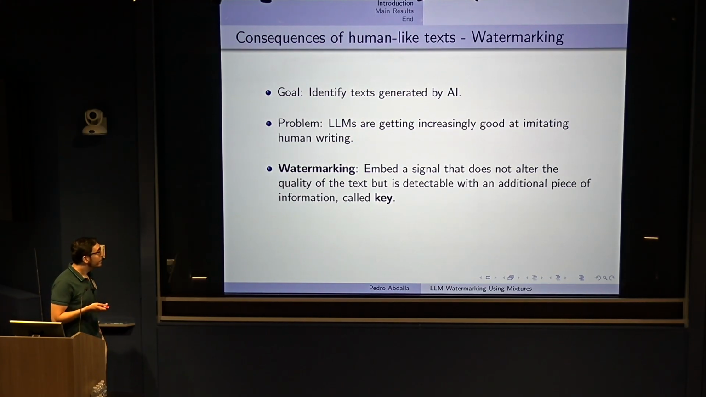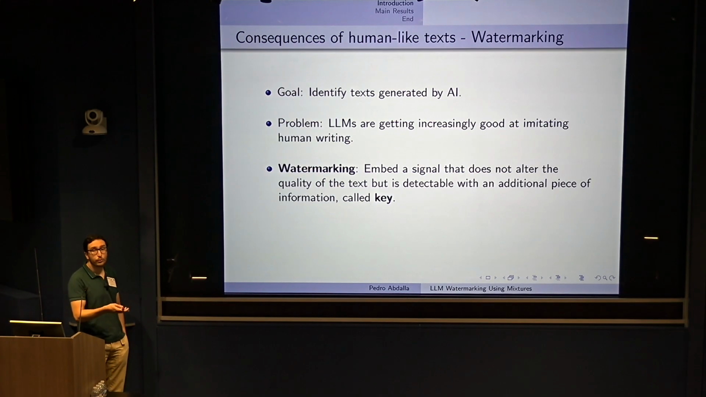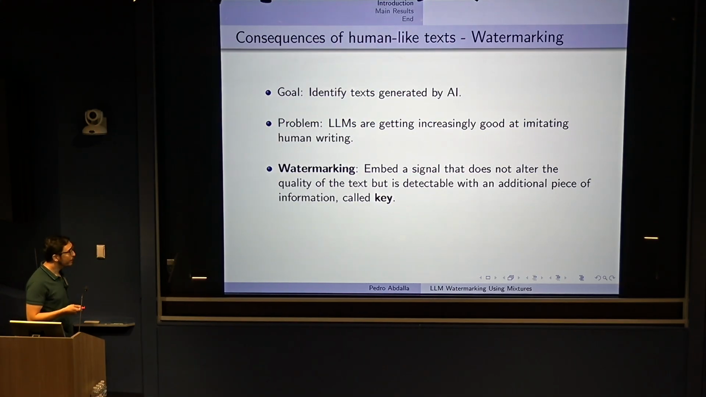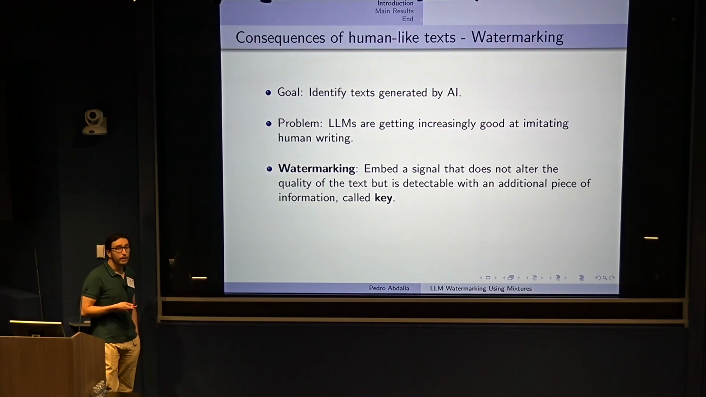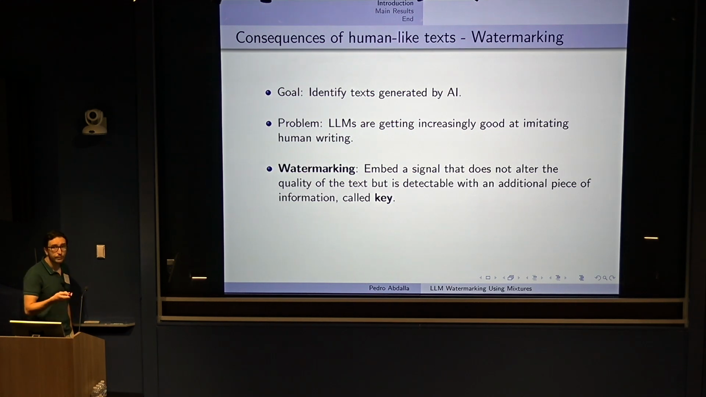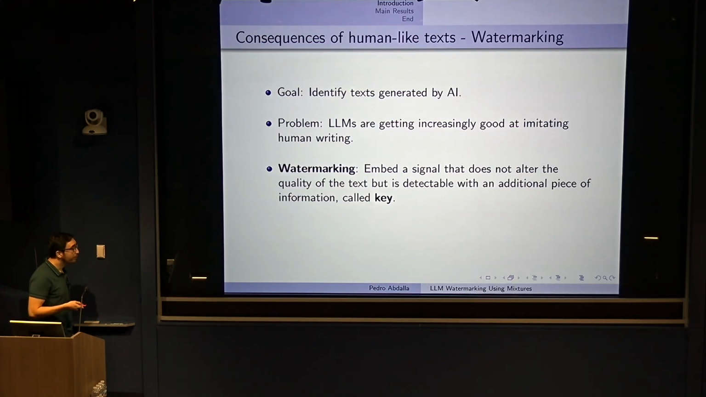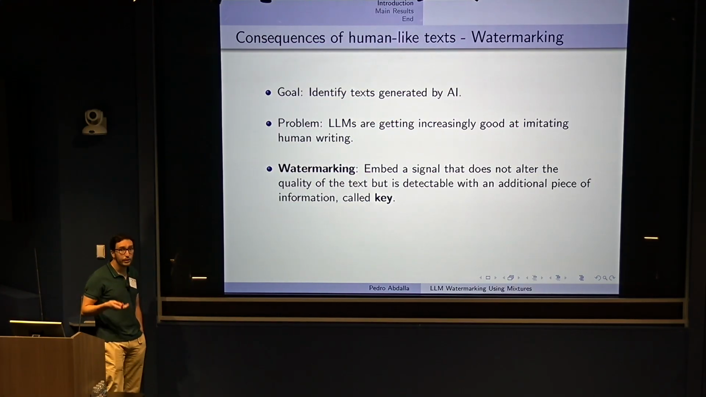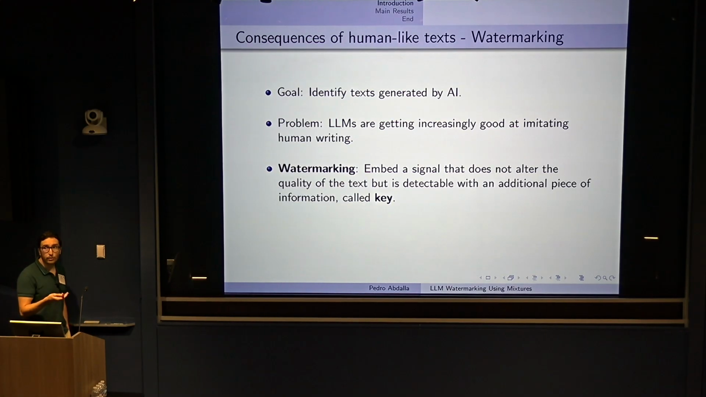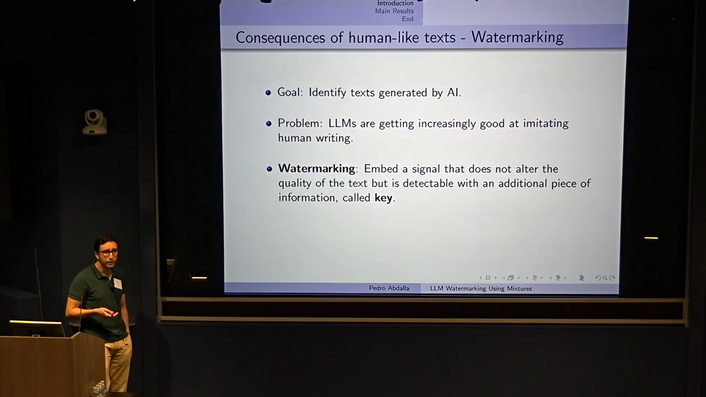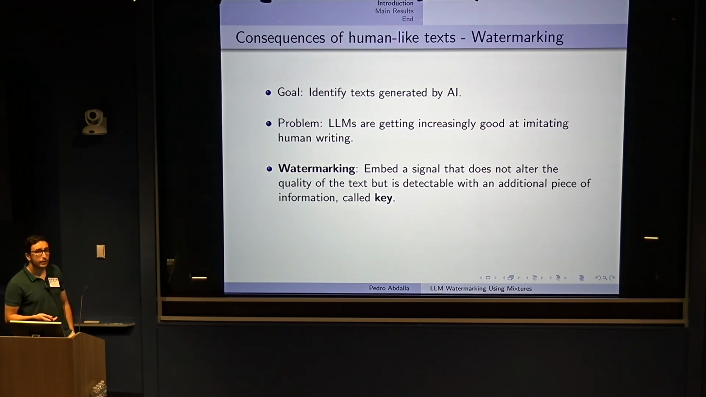We want to embed a signal in the text generation process that does not alter the quality of the text. We still want the output to be as useful as the LLM is. But we want this text to be detected as watermarked once it was generated by the LLM, given an additional piece of information that we call the key. So we embed a signal, and this key correlates with the signal that should be visible in the text.